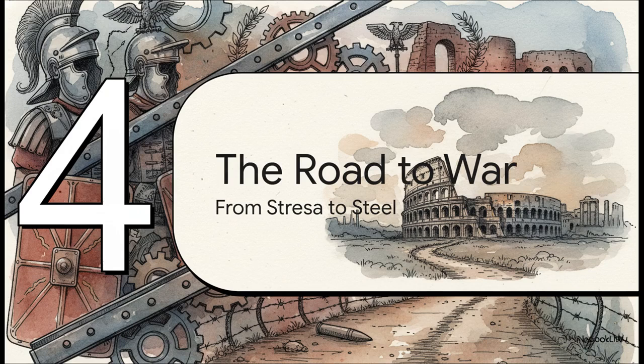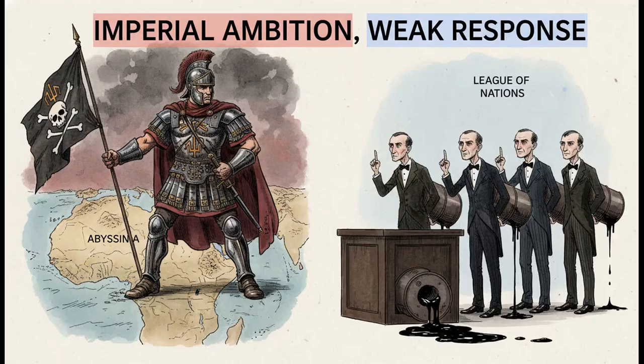Section 4. The Road to War. From Strezza to Steel. Of course, Mussolini wasn't happy just controlling Italy. He was obsessed with restoring the glory of the ancient Roman Empire through military conquest. So in 1935, he launched a brutal, heavily armed invasion of Abyssinia, which is modern-day Ethiopia.